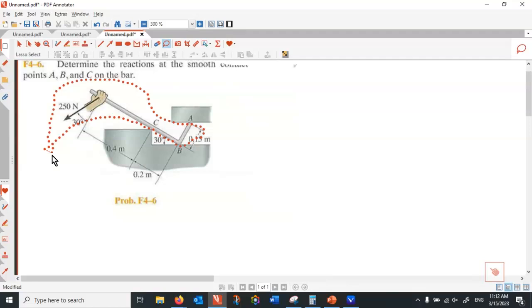And what are the types of the contact? What are the types of the supports? With contact, if there is no friction, there is only one reaction, and the reaction is normal to the interface. And the question is, are you able to get the right direction of the forces?